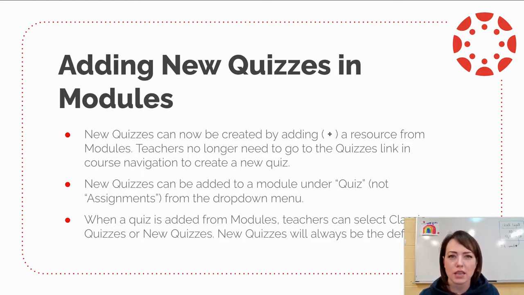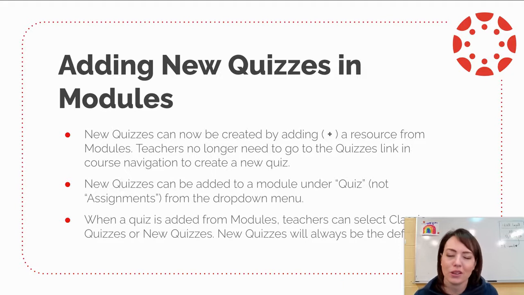But what made this tricky is, if you've been using new quizzes this year, when you go to add it to your module, you can't create it like you can create a new discussion or a new page within the module. You have to go into the quizzes link in your course navigation and create it first and then add it to the module. But what was super tricky is that you would think you were adding a quiz, right? But when you go into quizzes under modules, you couldn't find any of your new quizzes because they were actually housed under the assignments dropdown.